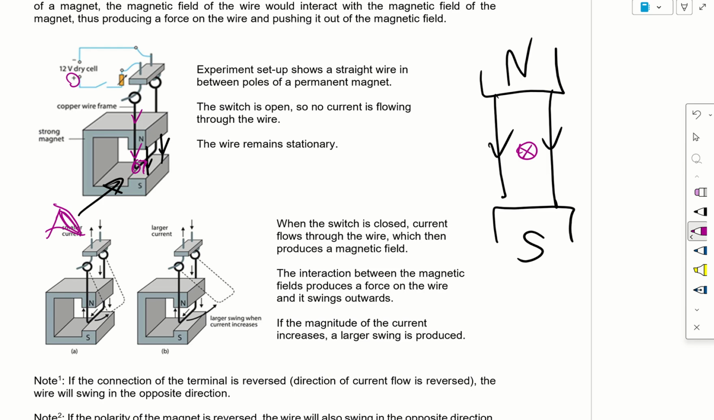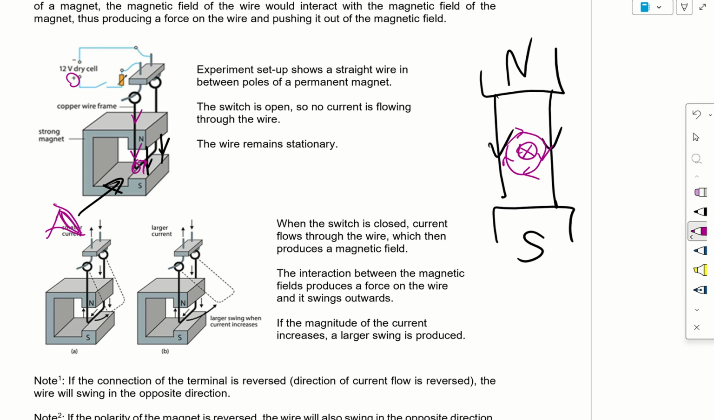So if it's a cross, then the direction of the magnetic field will be in a clockwise direction. So you need to apply your right hand grip rule for a straight wire. Okay, and your thumb, which represents the direction of the current, should be pointing into the screen. Right, so it will be a clockwise direction.